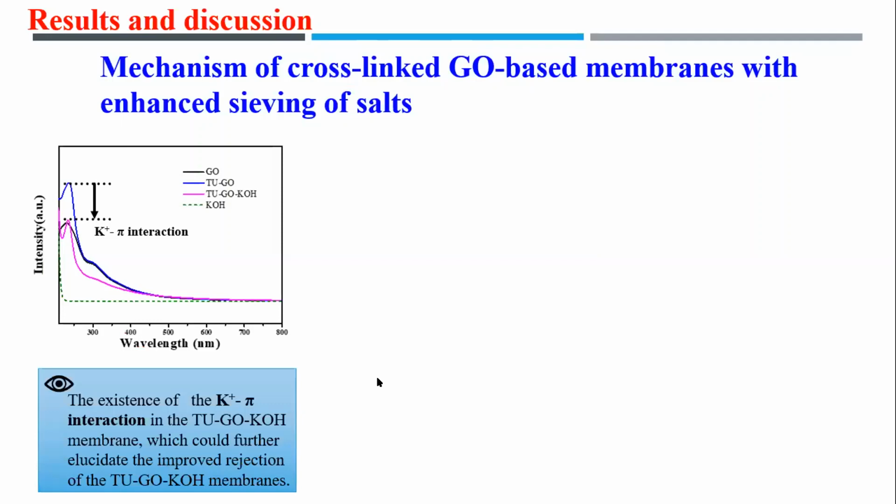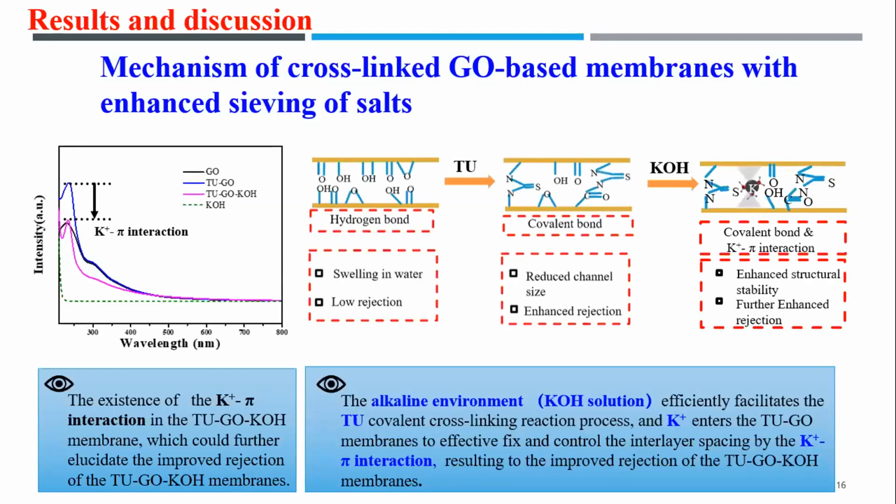And then we further performed UV absorption spectra to understand the underlying physical mechanism. The UV spectra show the extent of potassium ion-pi interaction in the SiO2-graphene oxide potassium hydroxide membrane, which could further lead to the improved rejection of the membrane. Then a mechanistic insight is proposed here to understand the enhanced rejection of this process.